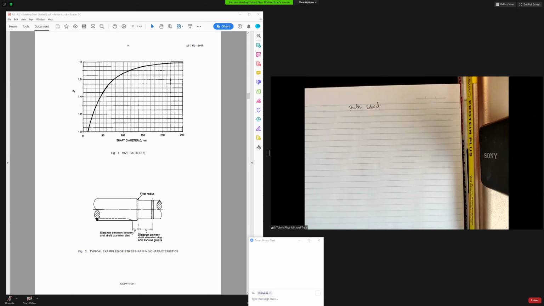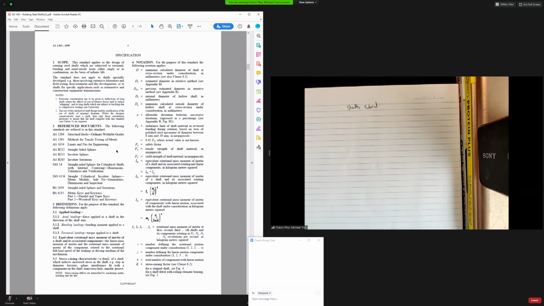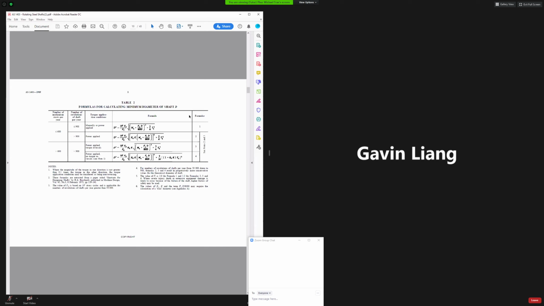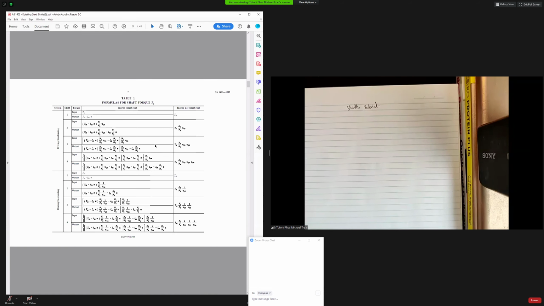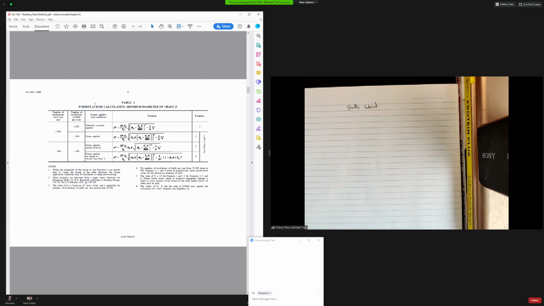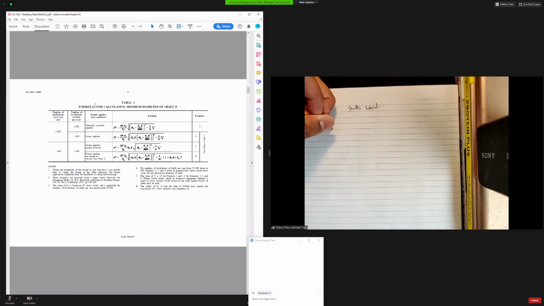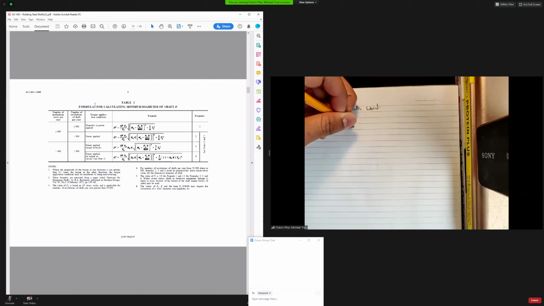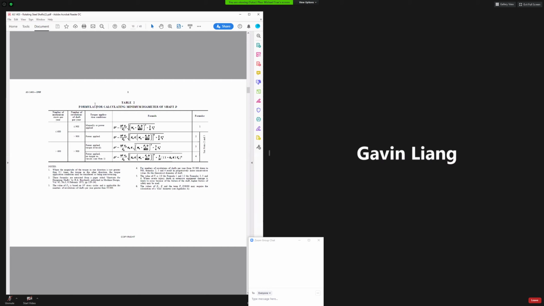Yeah, that's straight enough. Cool, shaft tutorial. So to start off, we need to pick the right shaft diameter calculation. What we do is go to table 2, page 8, to find the correct formulas.